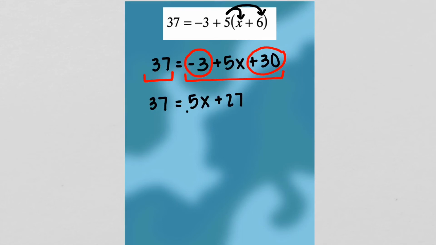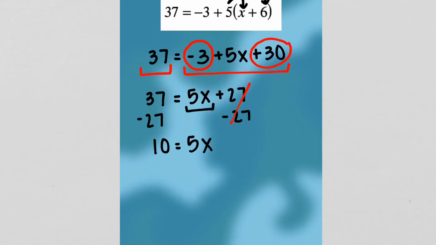Now I want to get this 5x by itself first, so I'm going to subtract 27 from both sides. When I do that on the right side, remember it cancels out. And on the left side, 37 minus 27 leaves me with 10 equals, and I still have 5x. Now my last step to get x by itself is to divide by anything in front of it. So I'm going to divide both sides by 5. When I do that on the right side, it cancels out and I'm just left with x equals 10 divided by 5 gives me 2. You can leave your answer like this. The x doesn't have to be on the left. It means the same thing.